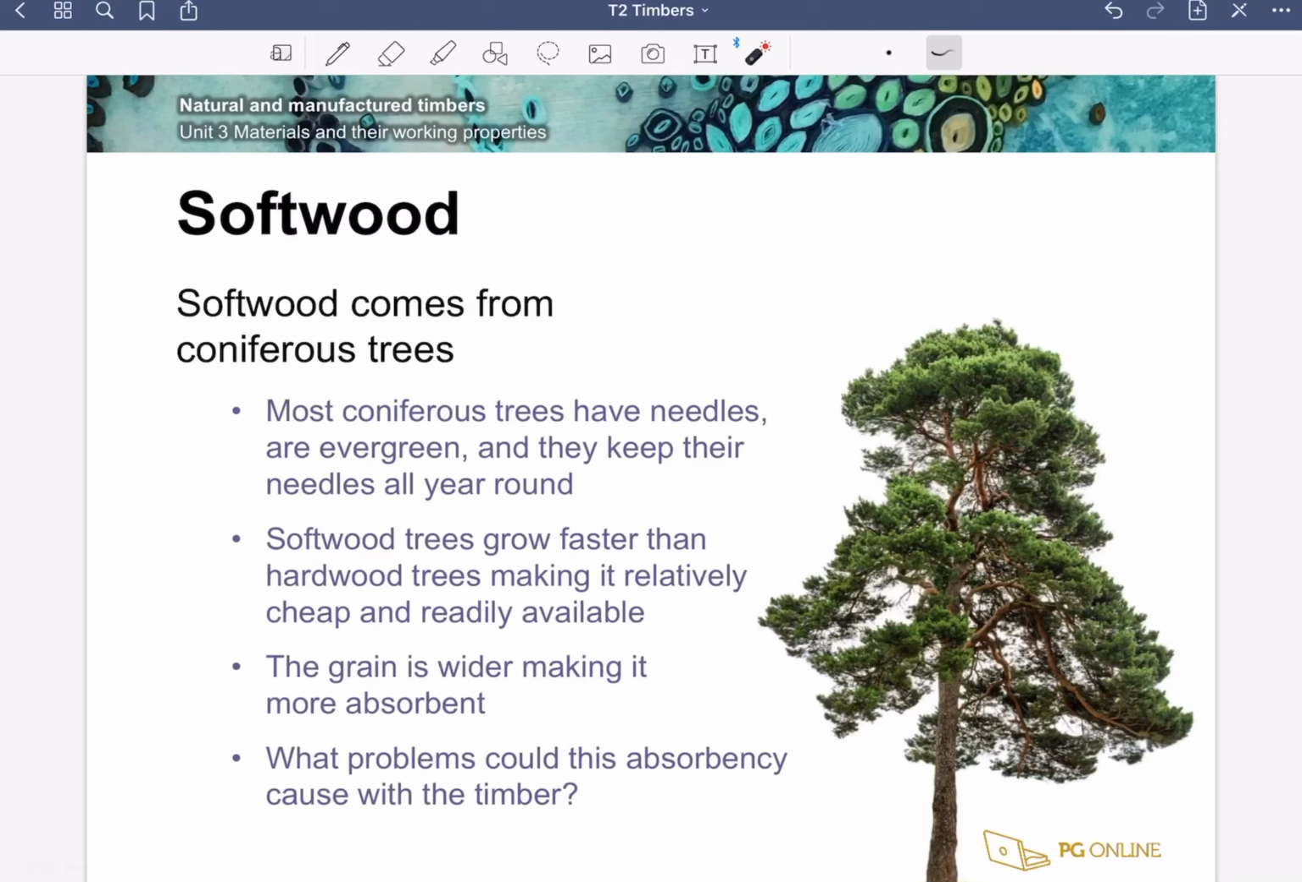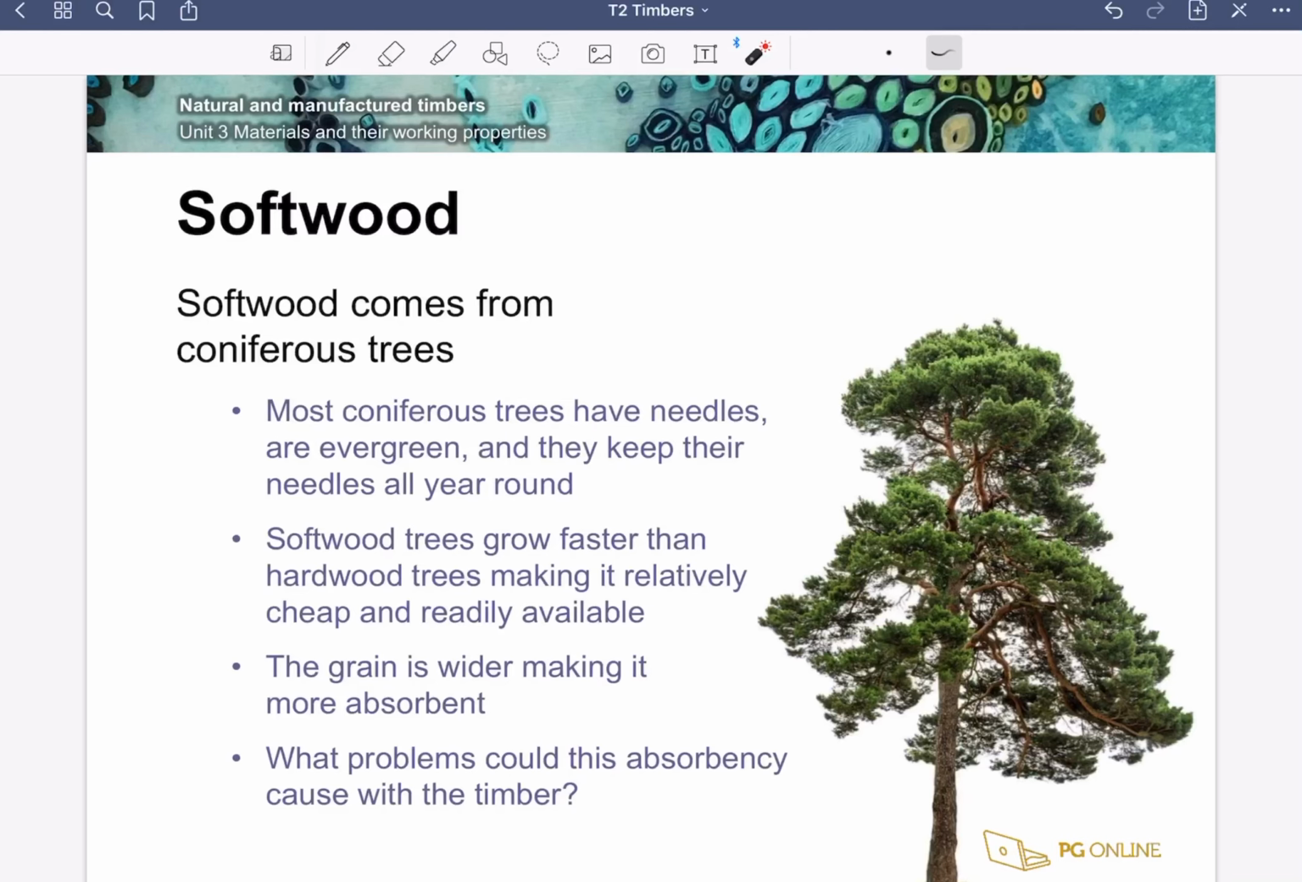So softwoods, they come from coniferous trees. So we should all be aware of what a coniferous tree is. These are our trees that have needles. They are evergreen trees, and they keep their needles all year round. Okay, so we often put one of these in our living room every Christmas.